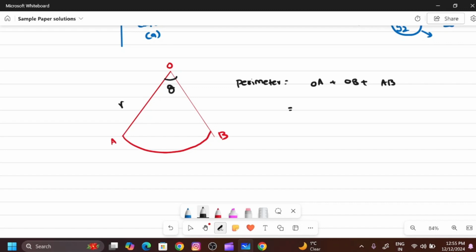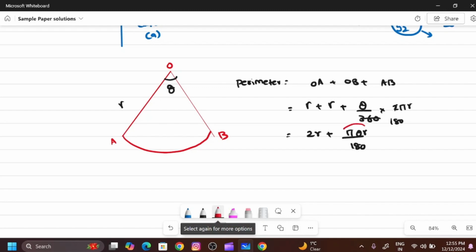OA is the radius R, plus OB is also radius R, plus AB. The length of the arc is theta by 360 into 2 pi R. So it can be simplified to 2R plus, canceling 2 with 360 to get 180, pi theta R by 180. So this is the length of the arc, pi theta R by 180. Then in the second case, R becomes R by 2 and theta becomes 2 theta. What will be the change in the perimeter? Will it be the same as above?